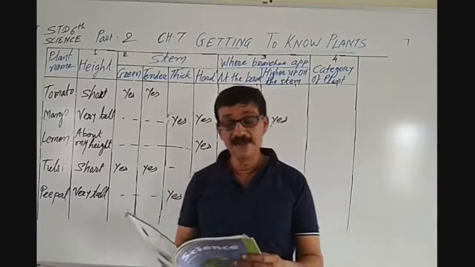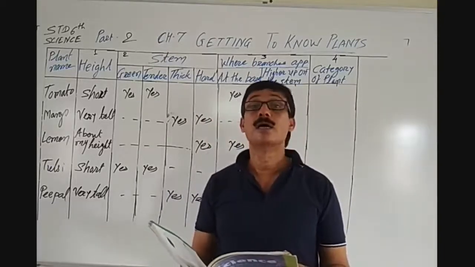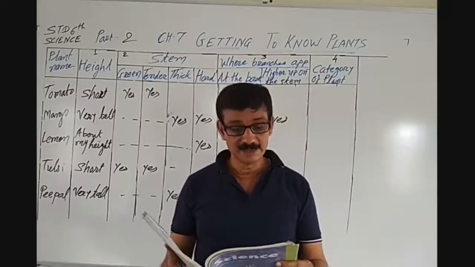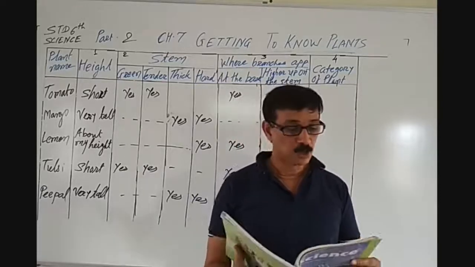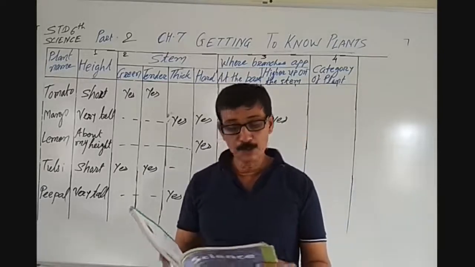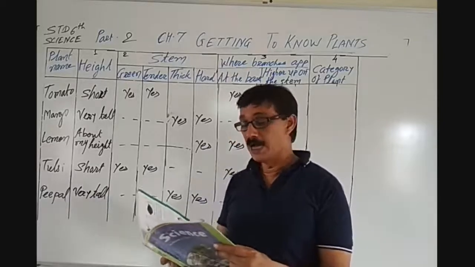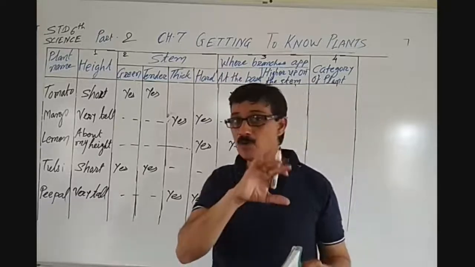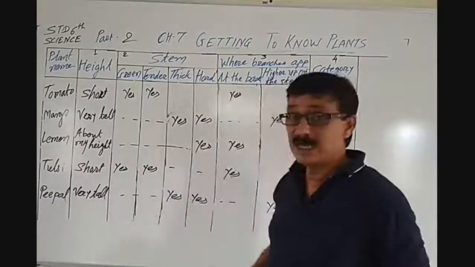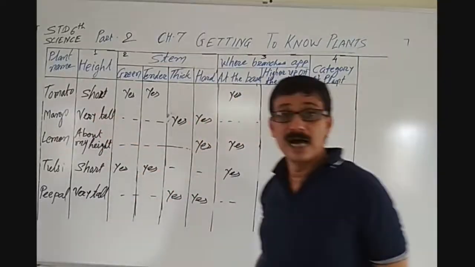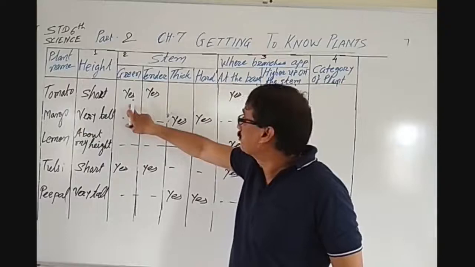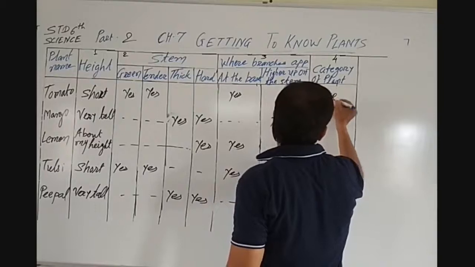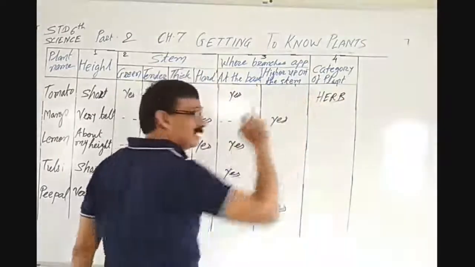Plants with green and tender stems are called herbs. They are usually short and may not have many branches. So in this one, let's see. See, the tomato height is short and the stem is green and tender. That is why it is a herb. Isn't it? So the tomato plant is a herb.